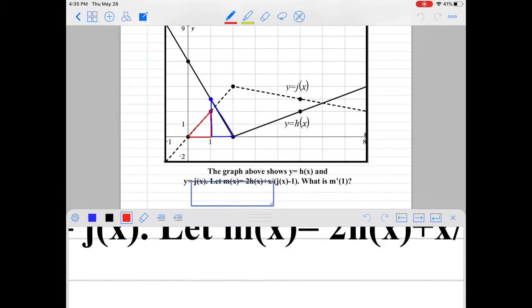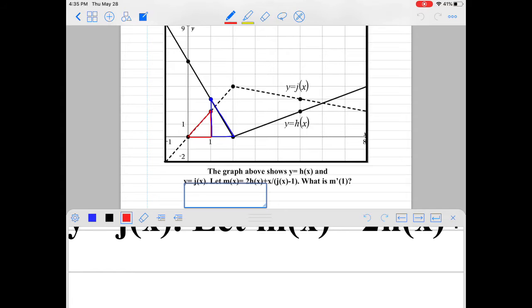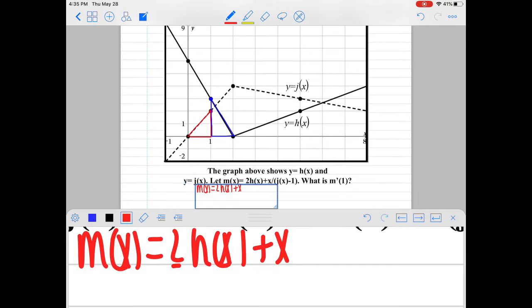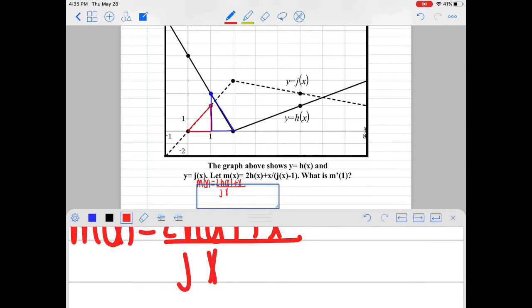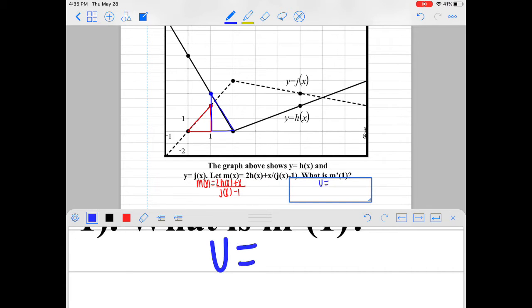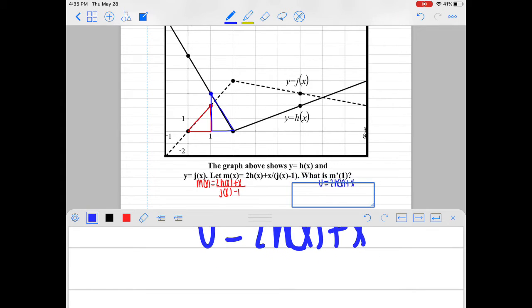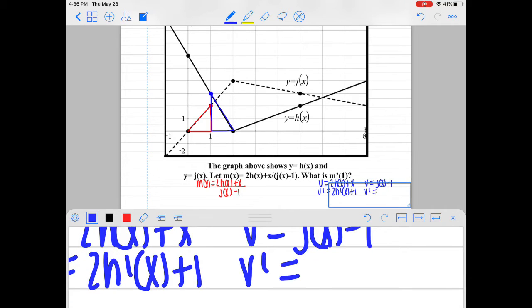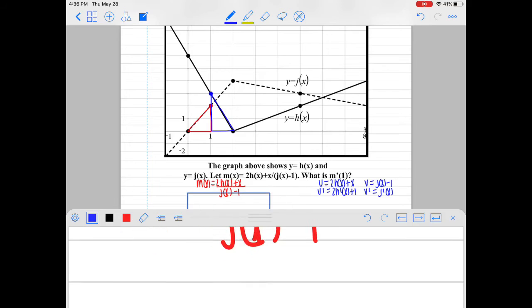So in this example, we are going to be looking at a graph to find our values, and the function given is m of x equals 2h of x plus x divided by j of x minus 1. So we are going to be utilizing the quotient rule, and we are going to write out the first function, which is 2h of x plus x, and find the derivative, which will be 2h prime of x plus 1, and then do the same thing with the second function, j of x minus 1, and find the derivative, which is just j prime of x.